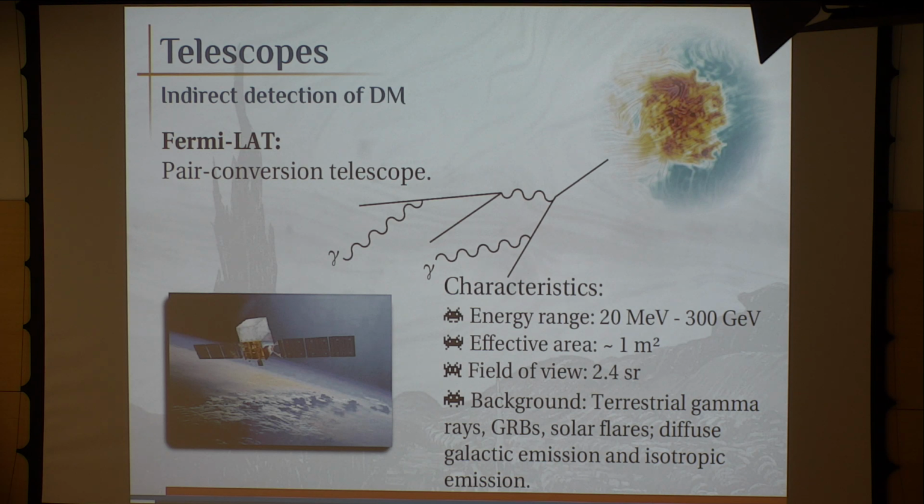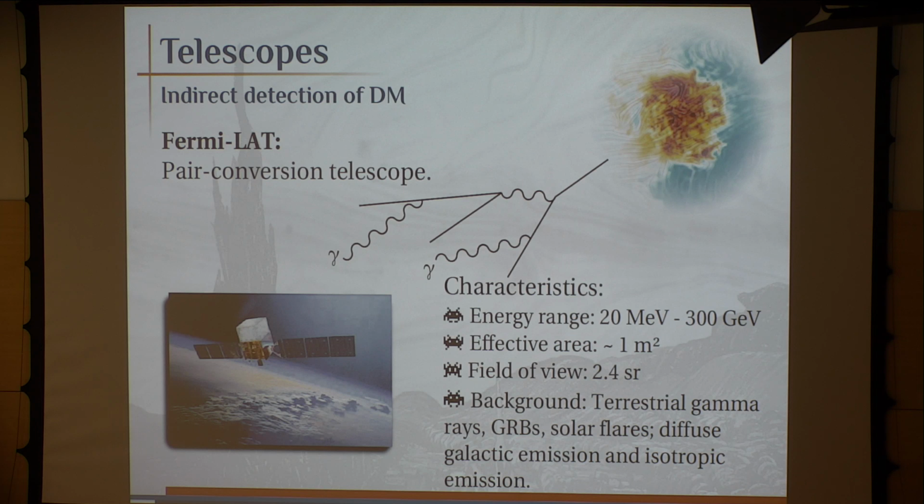We're going to use data coming from Fermi, which is a pair-conversion telescope, a satellite launched in 2008 with the following characteristics. It has an energy range of 20 mega-electron volts to 300 giga-electron volts, a rather reduced effective area of 1 square meter, but a very wide field of view of 2.4 steradians. Actually, it covers the whole sky in just 3 hours.